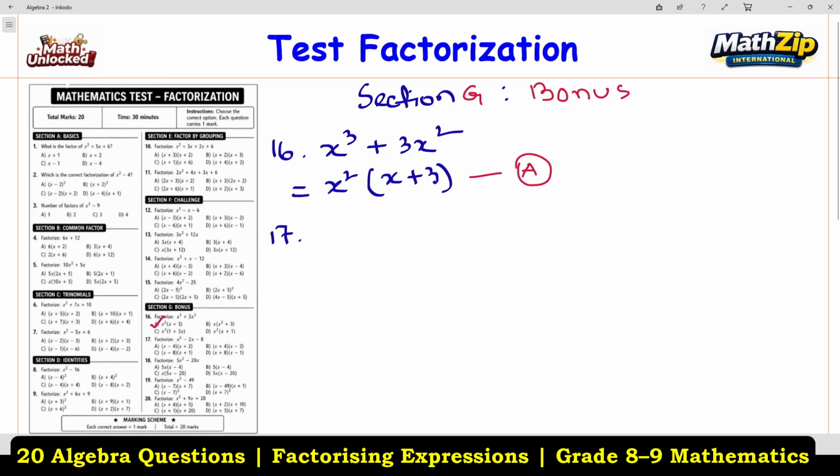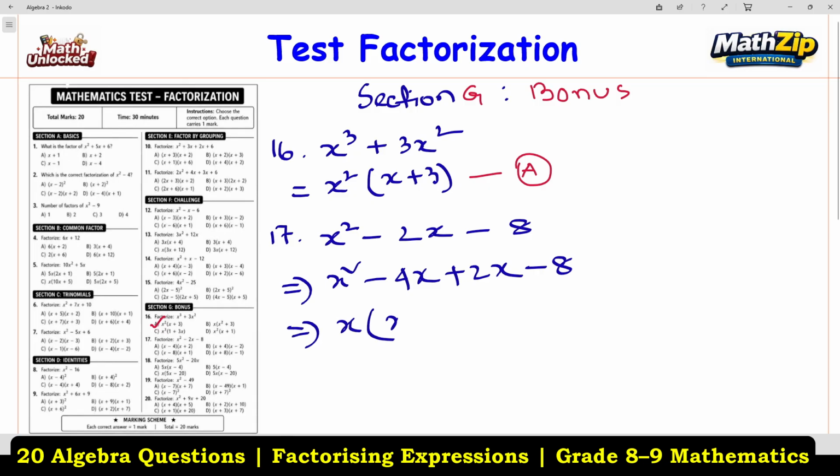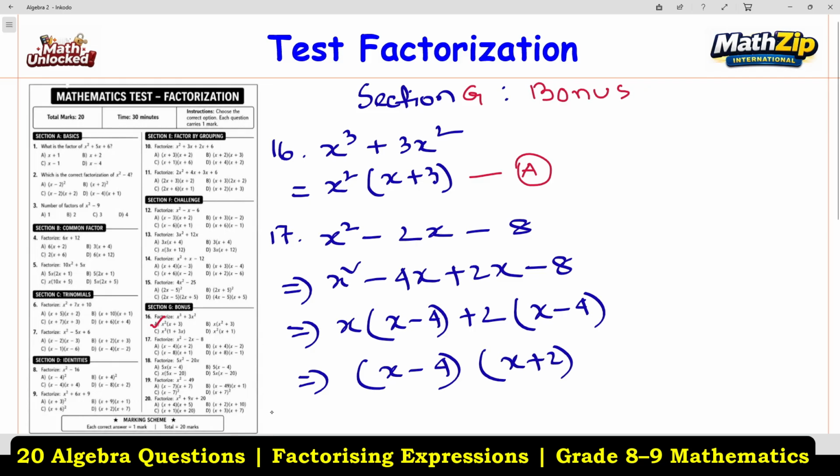Again 17. Here is x square minus 2x minus 8. So this one we can write what? Here is x square minus 4x plus 2x minus 8. It means 4 times 2 is 8. So from here we can take common x, so x minus 4 plus 2 common, so here is also x minus 4. And finally we get x minus 4 times x plus 2. So which option is similar? X minus 4 and x plus 2. This one also number A.